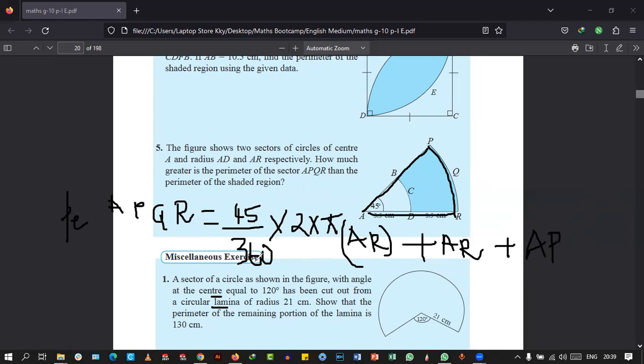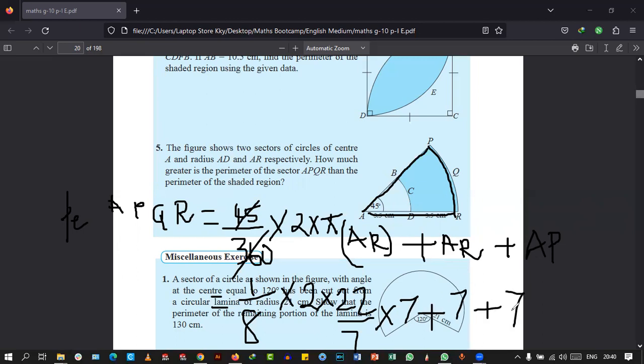So it will be 45 divided by 360. If you double this number, it will be 90. 9 times 4 will be 36, so it will be 360. Therefore, it will be 1/8. 1 divided by 8 times 2 times 22 divided by 7 times 7, this one is 7 centimeters. I'm not putting 7 centimeters, just putting 7 here. Plus 7 plus 7.